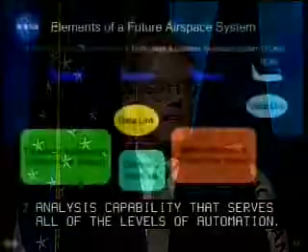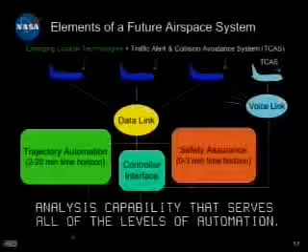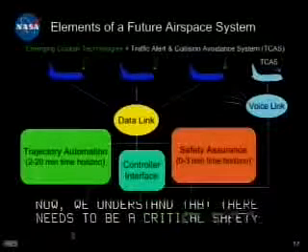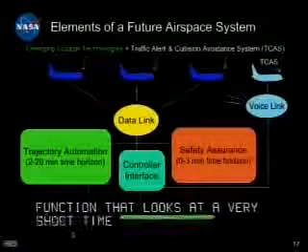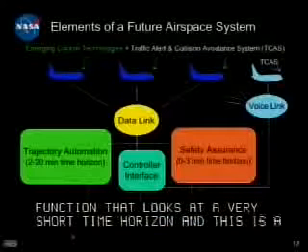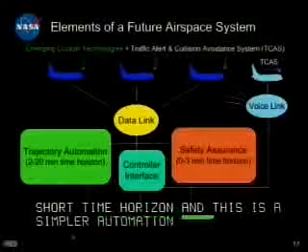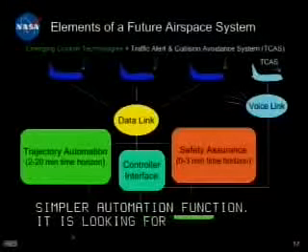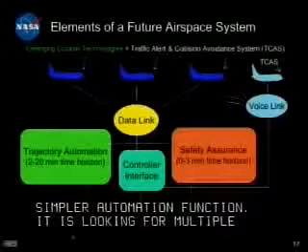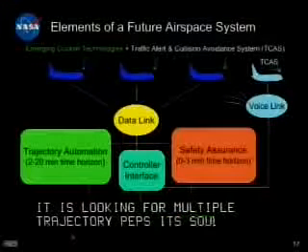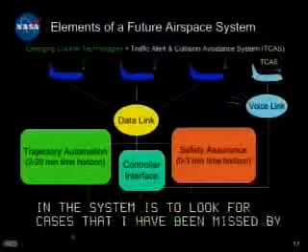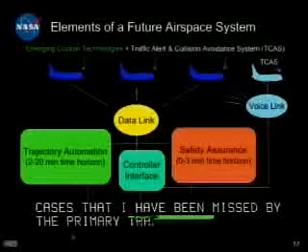Now, the red box. We understand that there needs to be a safety critical function that is looking at a very short time horizon, and this is a simpler automation function. It is looking out at a short time horizon, looking for multiple trajectories. Its sole purpose in the system is to look for cases that have somehow been missed by the primary trajectory engine and identify those cases at a very highly safety critical level.